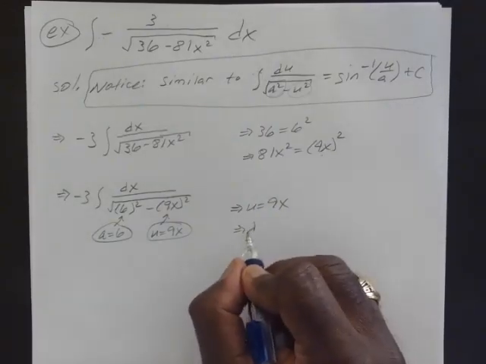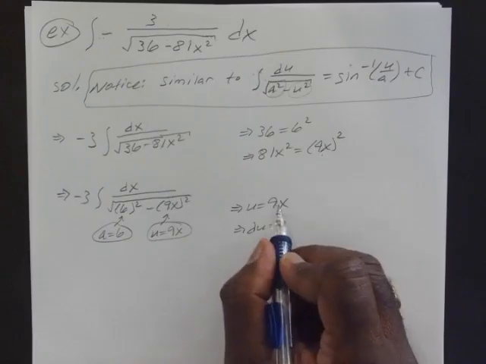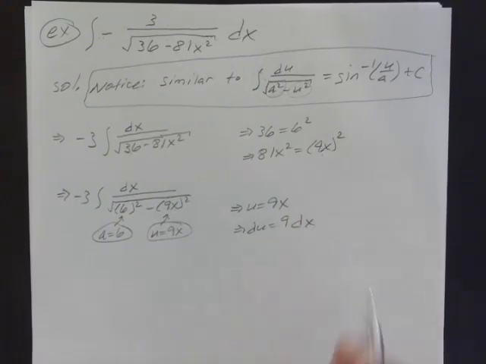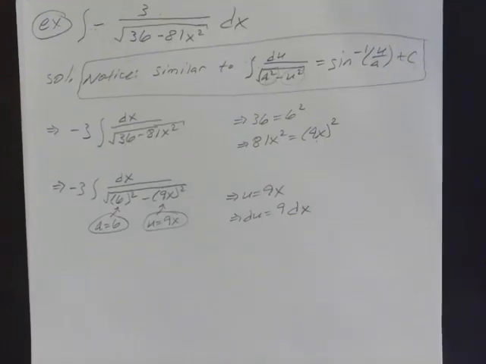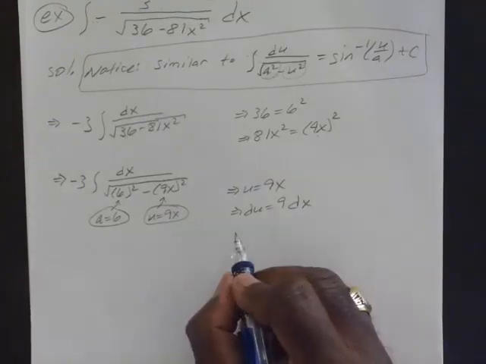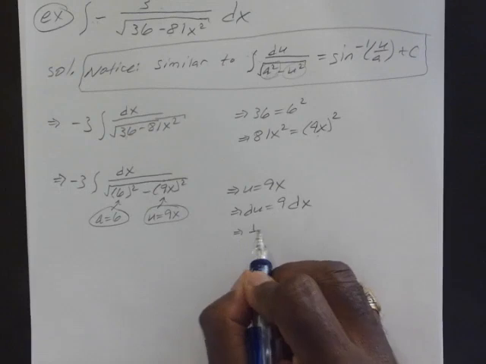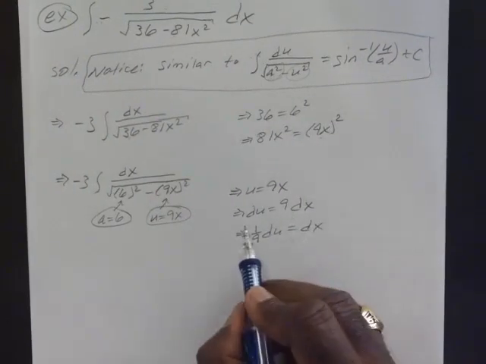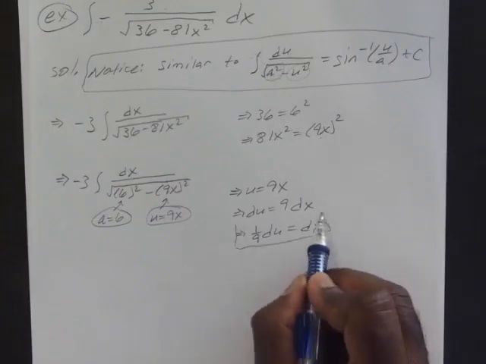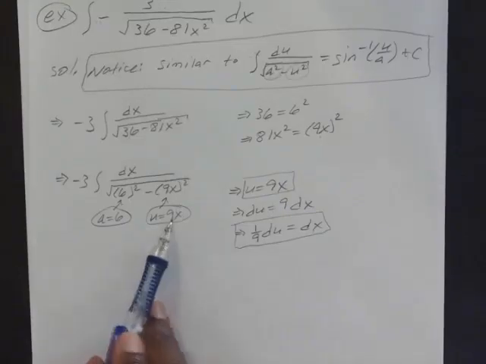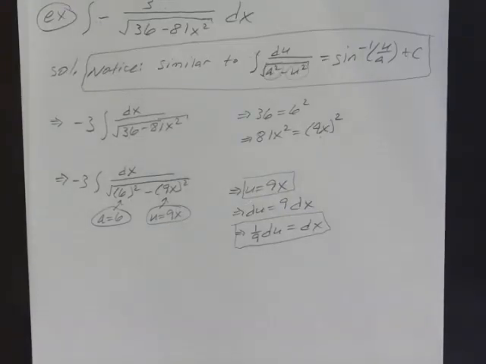And that means our derivative of u is equal to the derivative of 9x, which is just 9 with respect to x. So if we divide both sides by 9, we have 1 over 9 du is equal to dx. And we're going to need that, so we'll go ahead and highlight that. And our u, well, we already have the u here, but we'll highlight that one anyway.